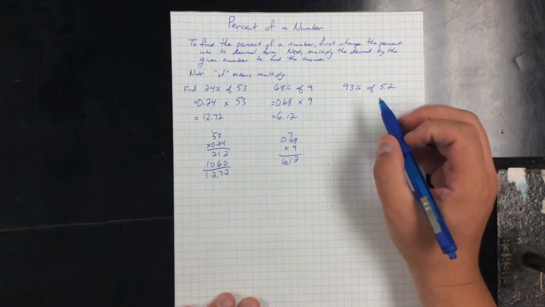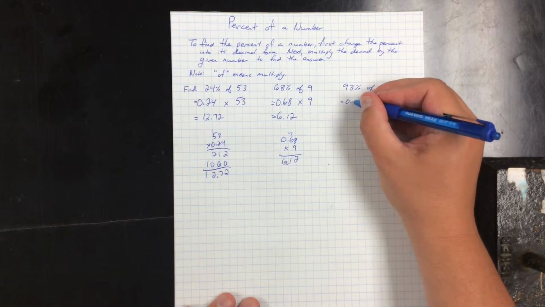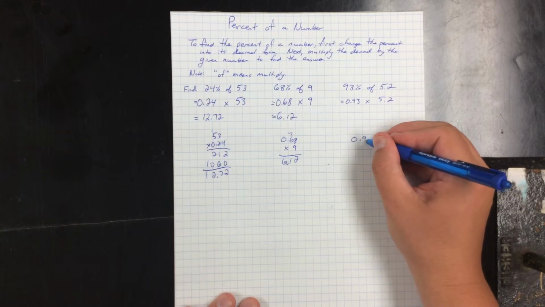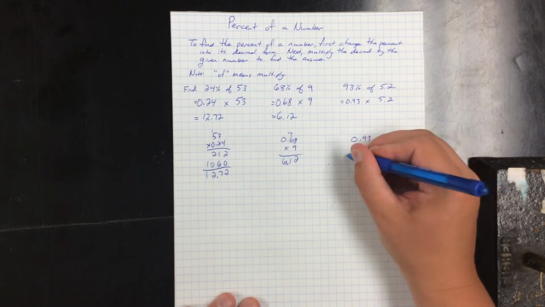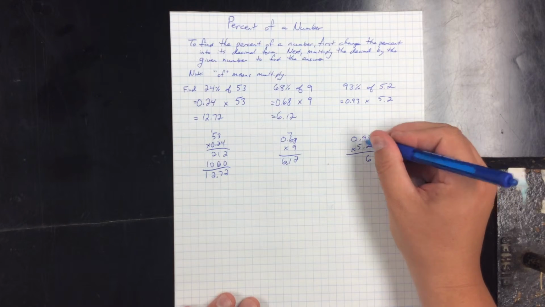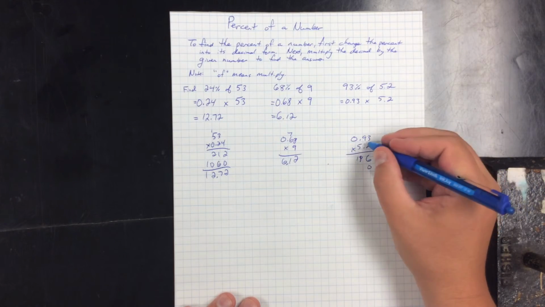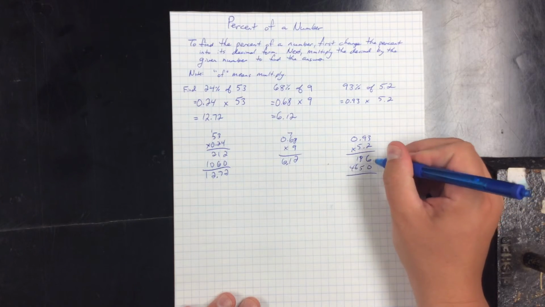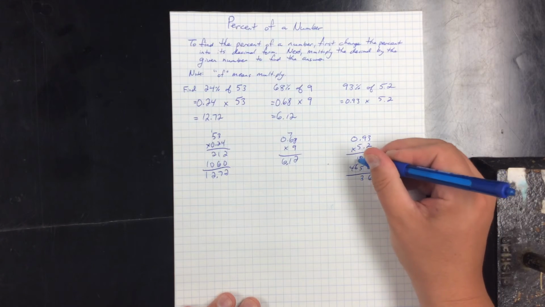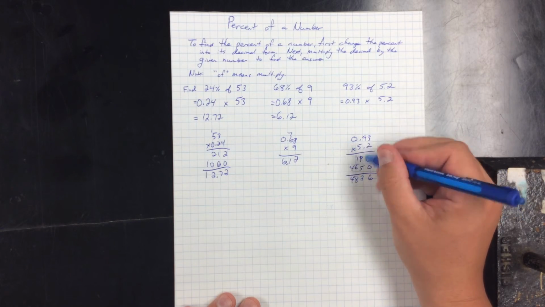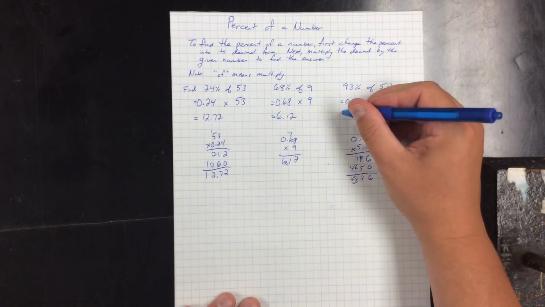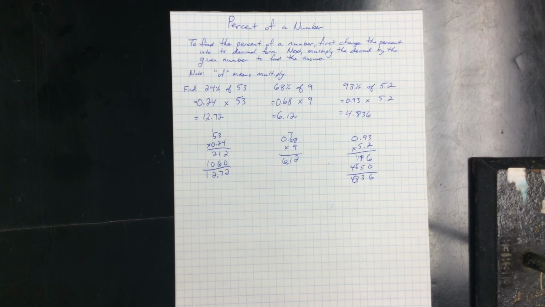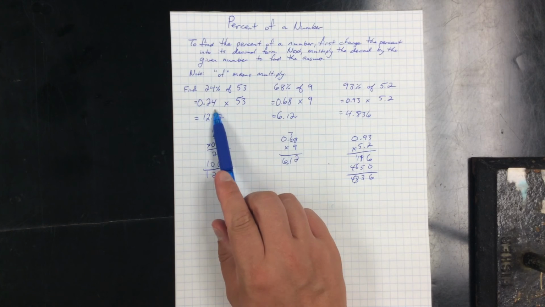93% of 5.2, so it's going to be 0.93 multiplied by 5.2. 2 times 3 is 6. 2 times 9 is 18. 5 times 3 is 15. 5 times 9 is 45, 46. So 6, 3, 8, 4 with 1, 2, 3 decimal places. 4.836. All right, so to find a percent of a number, we multiply the decimal by the number.